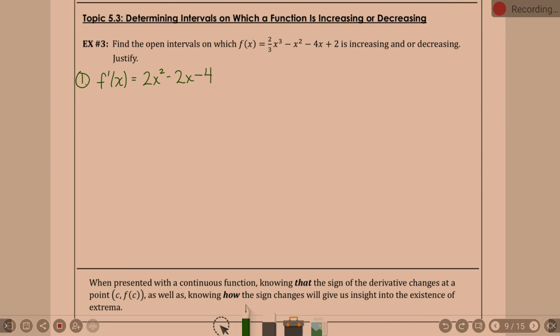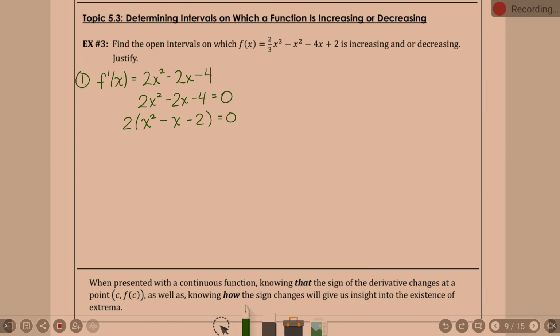In order to find critical values, what do I do with this derivative? Set it equal to 0. So 2x squared minus 2x minus 4 equals 0. What would you like to do? Factor the 2. Let's get rid of the 2. So 2 times x squared minus 2x minus, no, there's no 1x. Someone correct it, please.